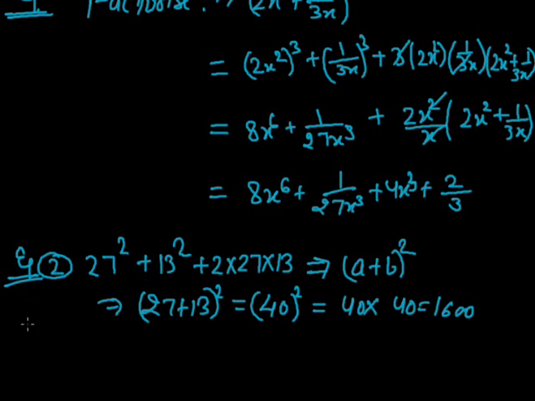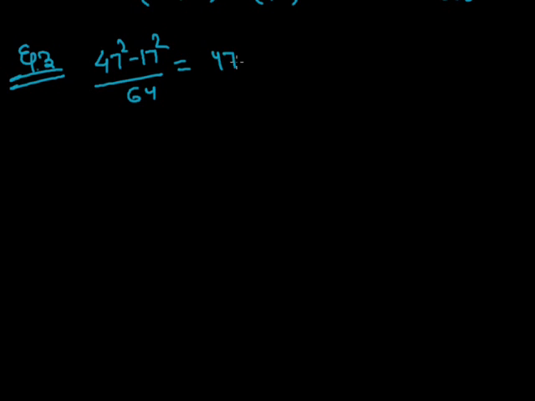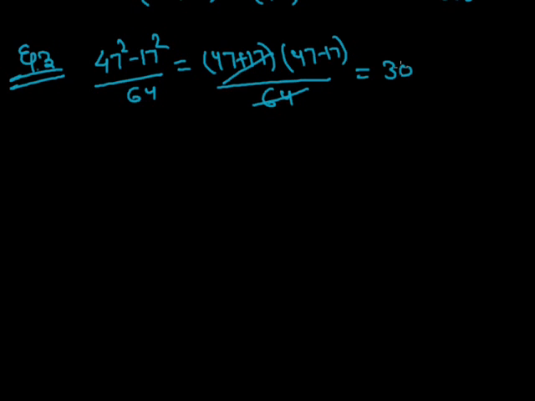Write down one more example. We have to calculate the value of 47 square minus 17 square upon 64. In the numerator, we can use the third identity, that is a square minus b square, which is given by a plus b into a minus b, upon 64. This will cancel with this, and we are left with 47 minus 17, that is 30. In this way we can solve the given sum. There are many other examples based on identities that we can see. Write down one more example.